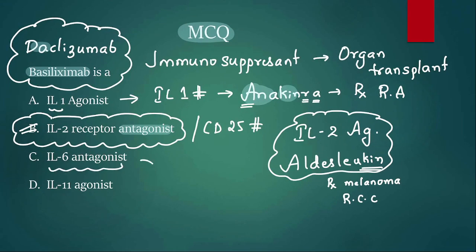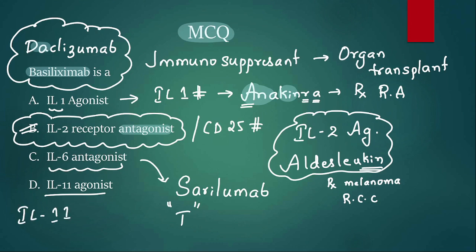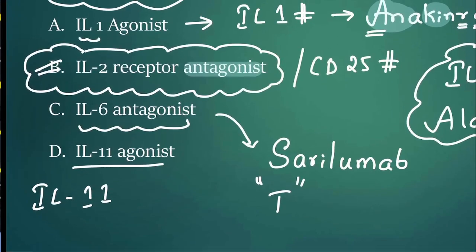So please read the question carefully whether they are asking agonist or antagonist. Interleukin 6 antagonist, we have two drugs, sarilumab, and one more mab starts with T. So you have to tell me the name of that mab. Then we have interleukin 11. We don't have an agonist, we have interleukin 11 analog. And the name of that is called oprelvakin. So it is also interleukin, that's why it ends with kin.